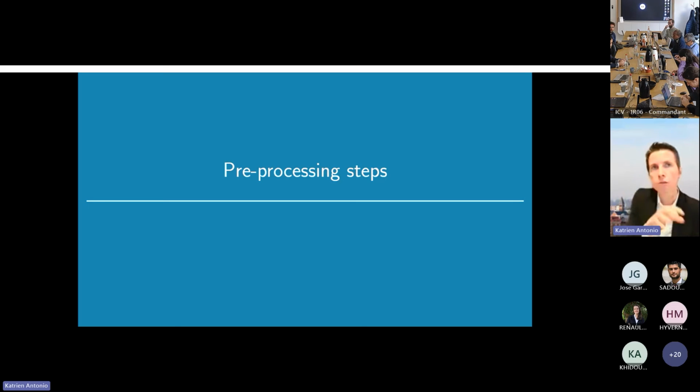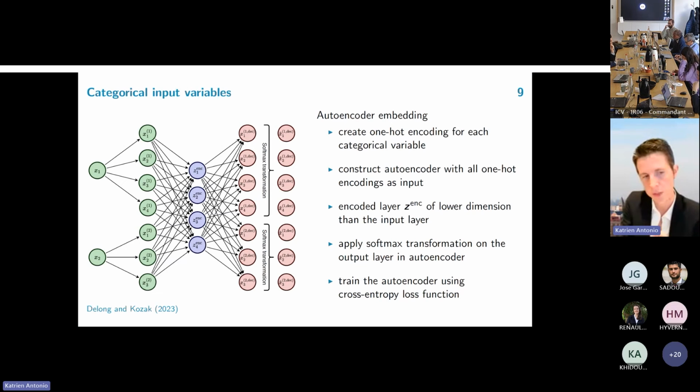Of course, if you want to use input data in such neural network models, there are a few pre-processing steps that you have to go through. I'm not going to talk about all of them, but I'm going to focus on what we do for the categorical input variables, because that is something where we try to explore a recent suggestion by Professor Lucas de Long from Warsaw in a recent paper, where the idea is to find this kind of embedding for the categorical input variables. So what is an embedding?